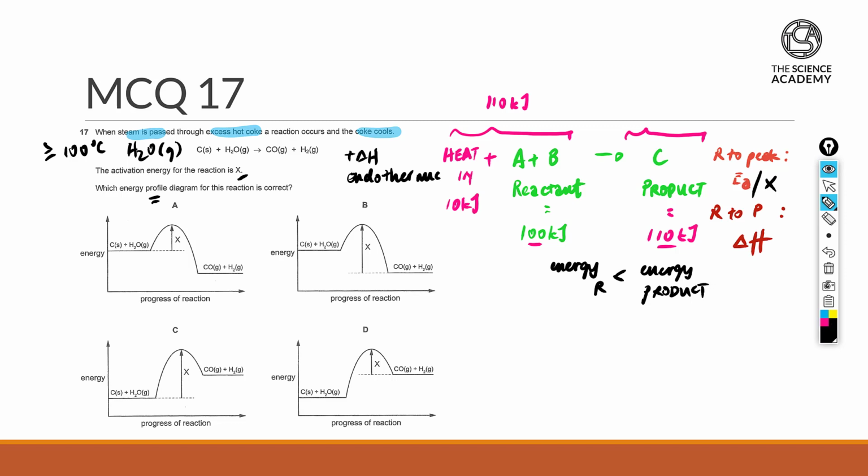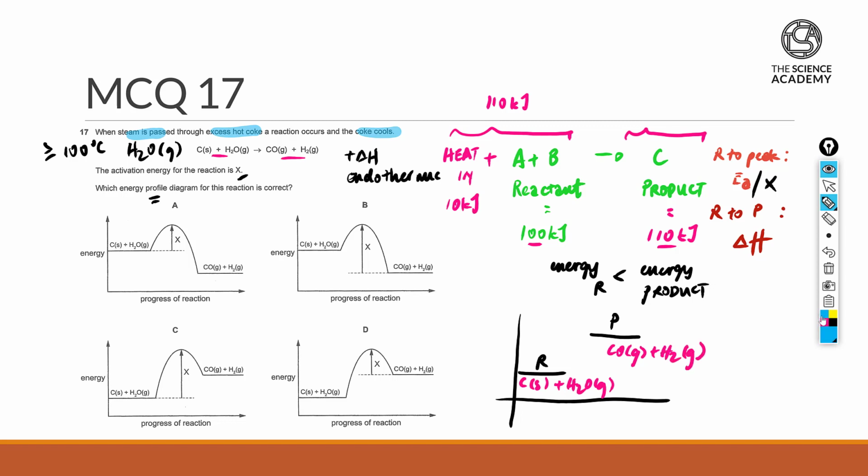So to plot out the diagram here, I know that my energy of R should have been much lower than the energy of my product. Filling in the information from the question, my reactant would have been carbon solid plus H2O gas, and my product will actually be carbon monoxide gas plus hydrogen gas. Completing with the curves itself, at the peak of this would have been my activation energy from my R to my peak, which comes at a value of X.